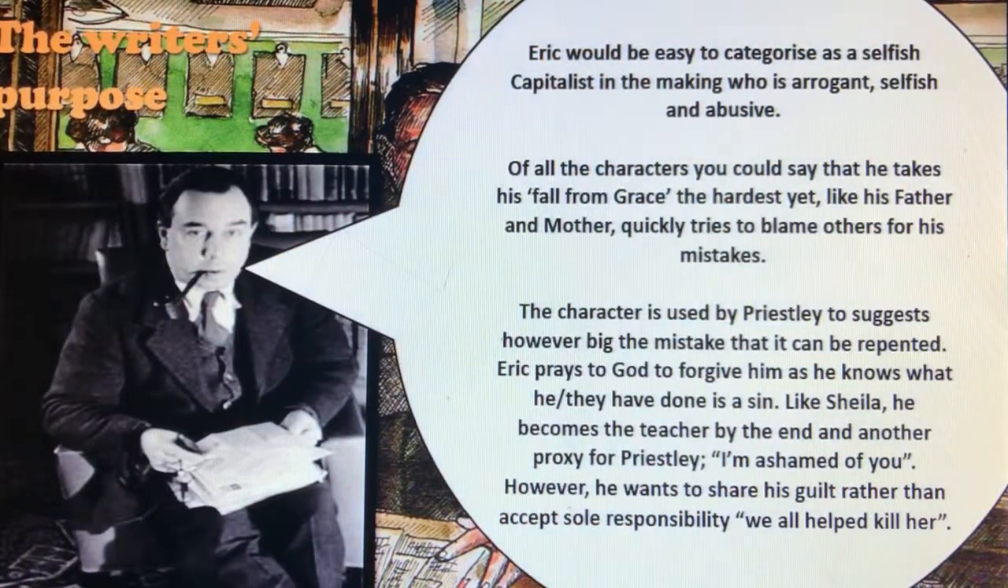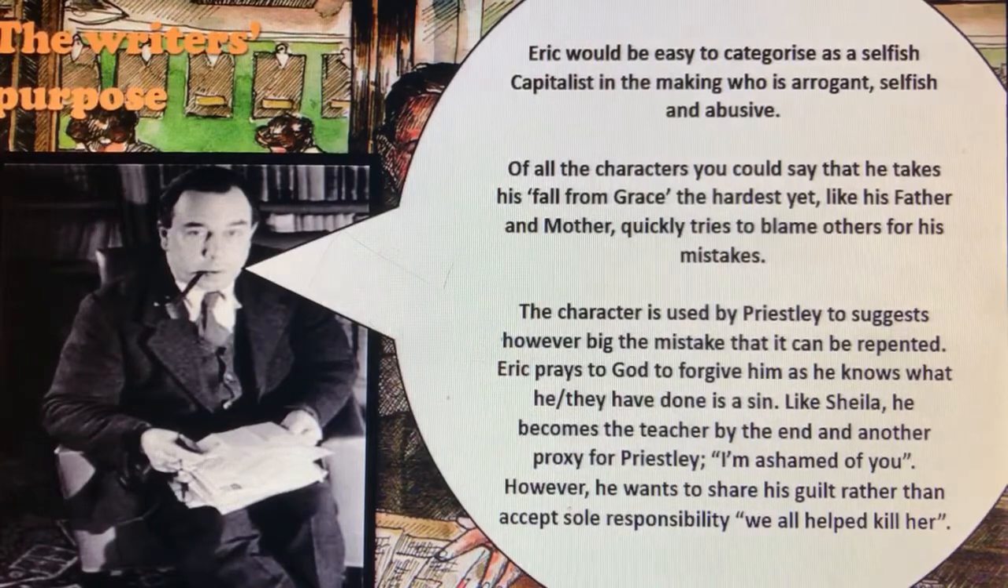The writer's purpose. Eric would be easy to categorise as a selfish capitalist in the making, who is arrogant, selfish and abusive. Of all the characters you could say he takes his fall from grace the hardest, yet, like his father and mother, quickly tries to blame others for his mistakes. The character is used by Priestley to suggest that however big the mistake, it can be repented.